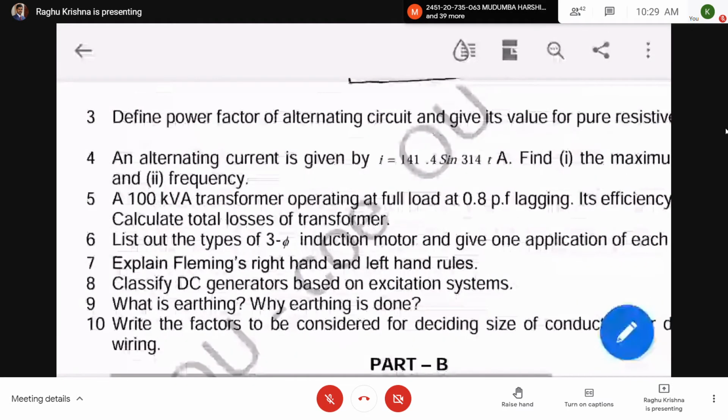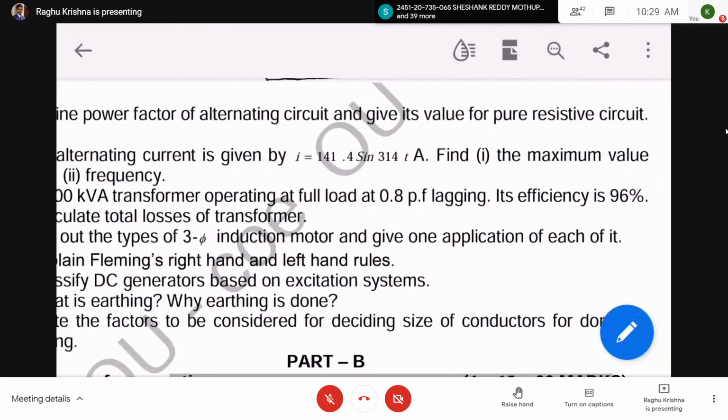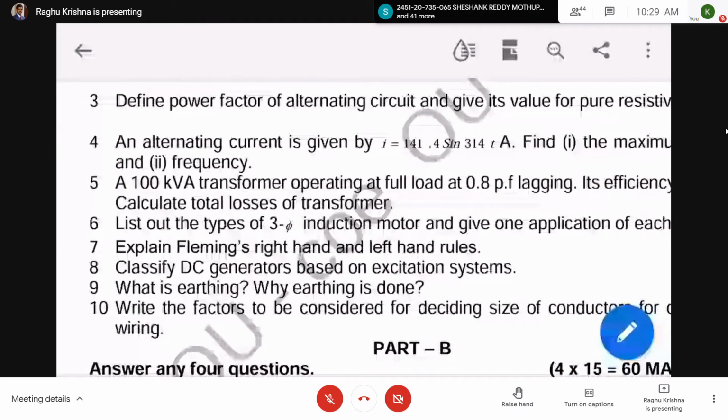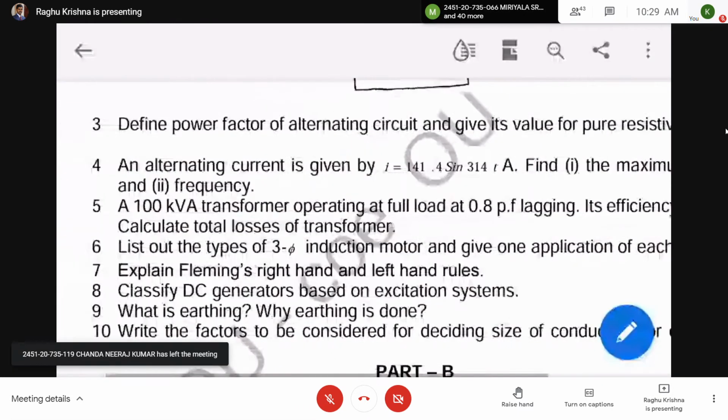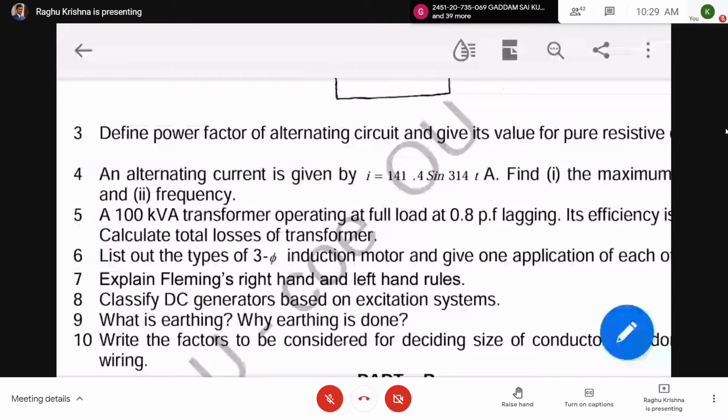Next, see the fourth one. An alternating current is given by the current equation. Find the maximum value and frequency. So what is the maximum value of the current? 141.4 maximum. Okay. Next, frequency. 2 pi f is equal to 314. Yes. 2 pi f equal to 314. From that you are going to get the value of f.